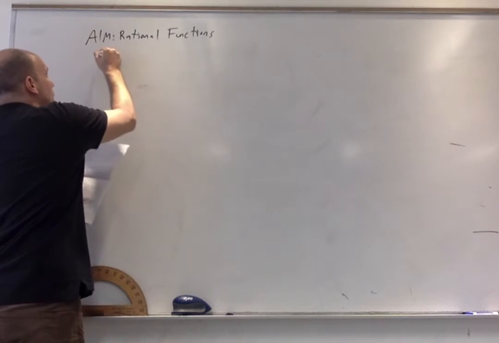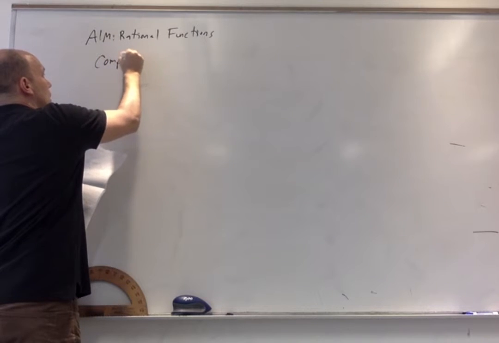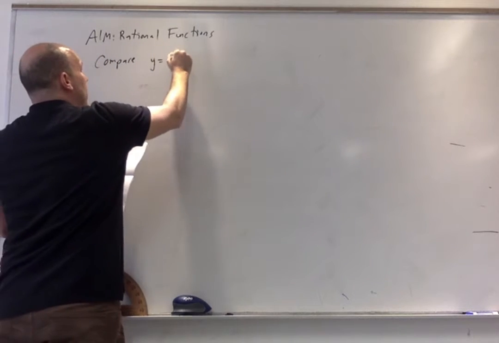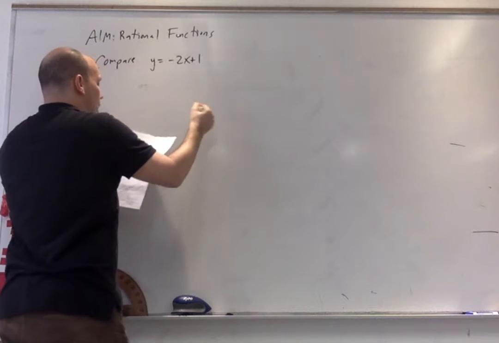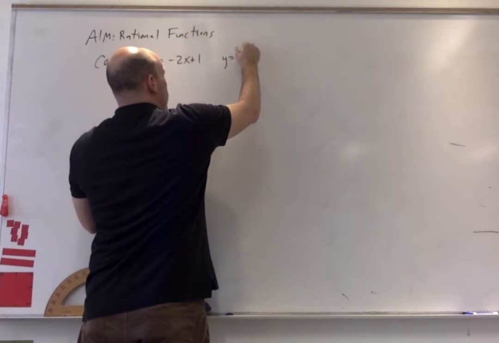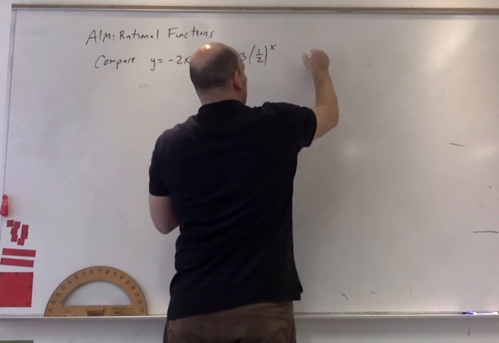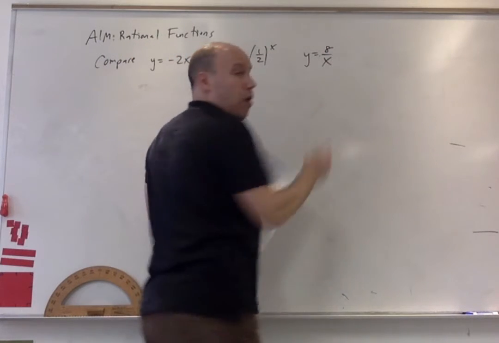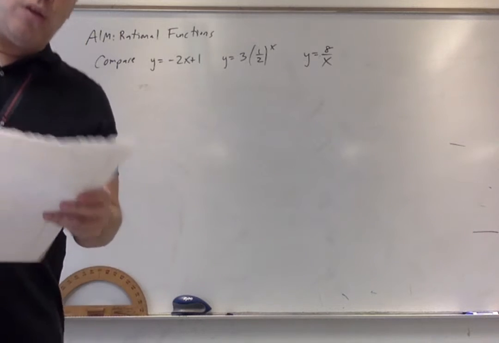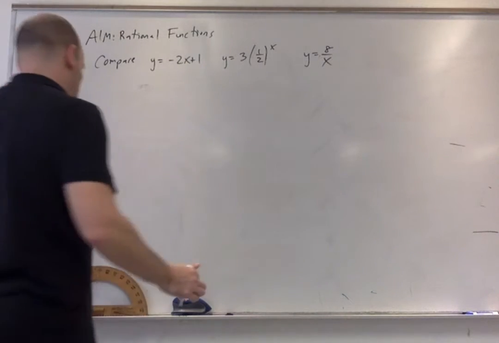The approach is they ask you to compare three functions. So y equals negative 2x plus 1. They ask you to compare y equals 3 times 1/2 to the x. And they ask you to look at the new function, y equals 8 over x. And you look at them and you can make a quick sketch.